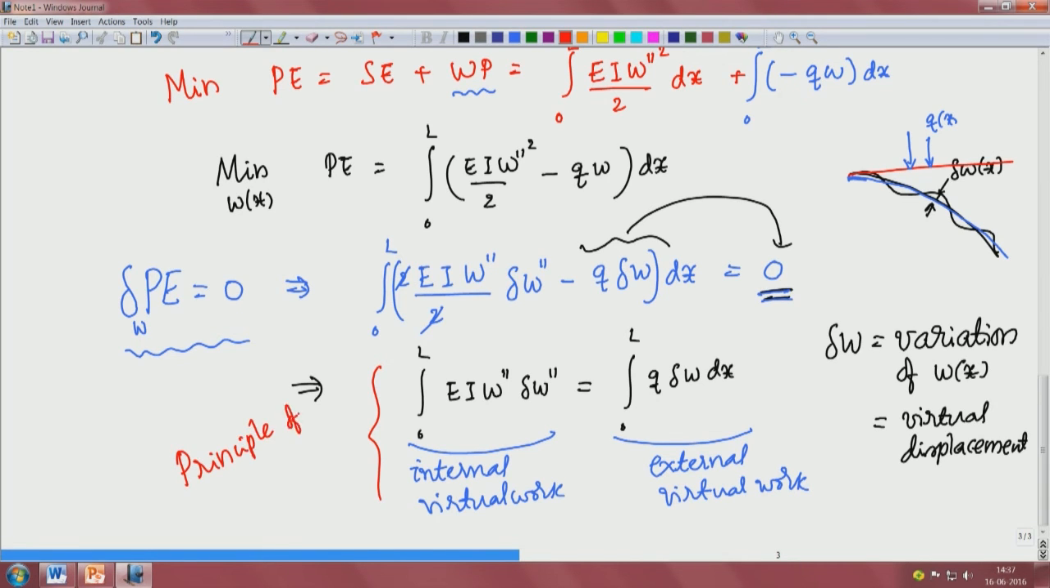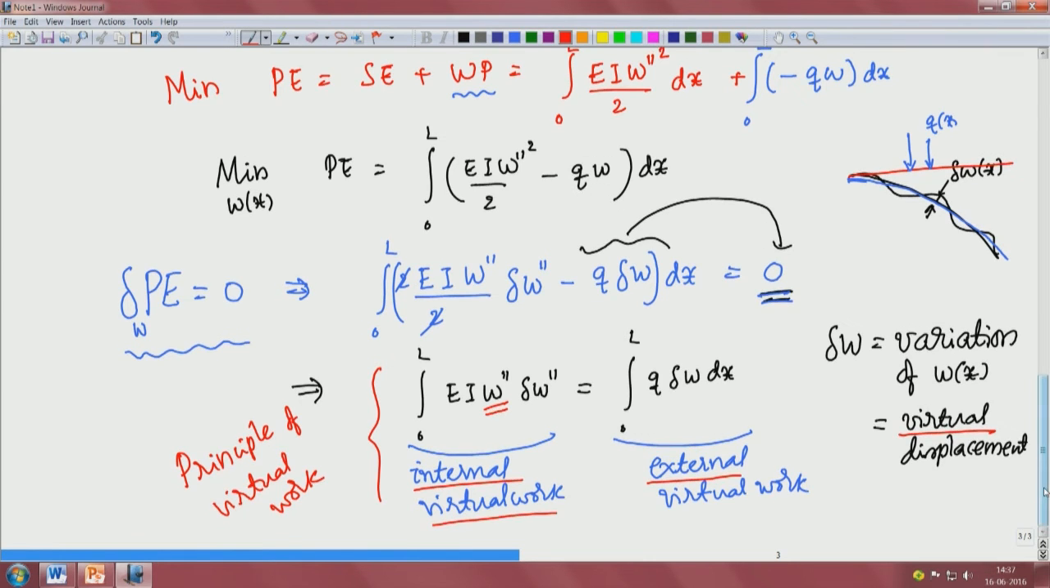These two being equal is nothing but the principle of virtual work. That is, if you have a structure, and you believe that a particular deformation is an equilibrium deformation, then if you imagine a virtual displacement, virtual, not real, then the imaginary virtual work due to external forces is equal to the internal virtual work, because this is nothing but strain.